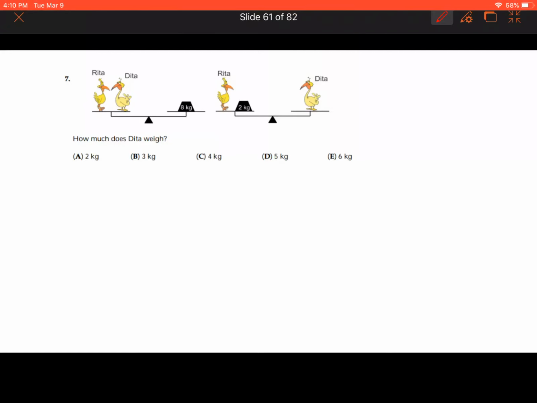This is the second video in the topic pan balance. All these questions appeared in the Math Kangaroo examinations in past years. How much does Data weigh?